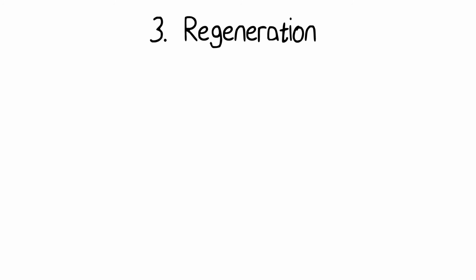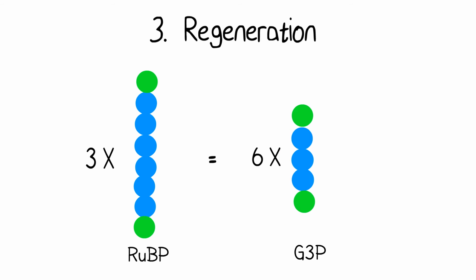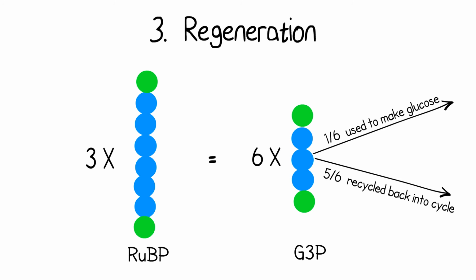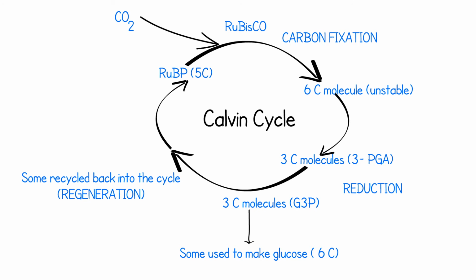For every 3 ribulose bisphosphate, 6 G3Ps are made. 1 out of 6 of the G3Ps are used to make glucose, while 5 out of 6 of the G3Ps are recycled back into the Calvin cycle. This means that 2 Calvin cycles are required to make 1 molecule of glucose. Here is an overview diagram of the Calvin cycle.